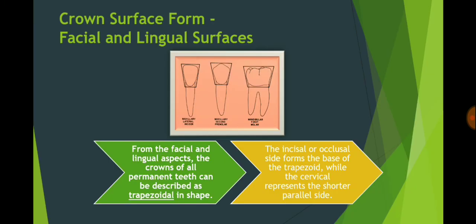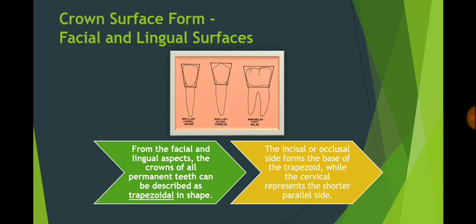The crown surface form. In the previous videos that I've made, you can see there are some questions which ask, when viewed from the facial, what is the shape of a crown? When viewed from the proximal, what is the shape of the crown? When viewed from the occlusal, what is the shape of the crown? So you have to know the shape of the crowns, viewed from the facial and lingual surfaces, and also viewed from the occlusal surfaces.